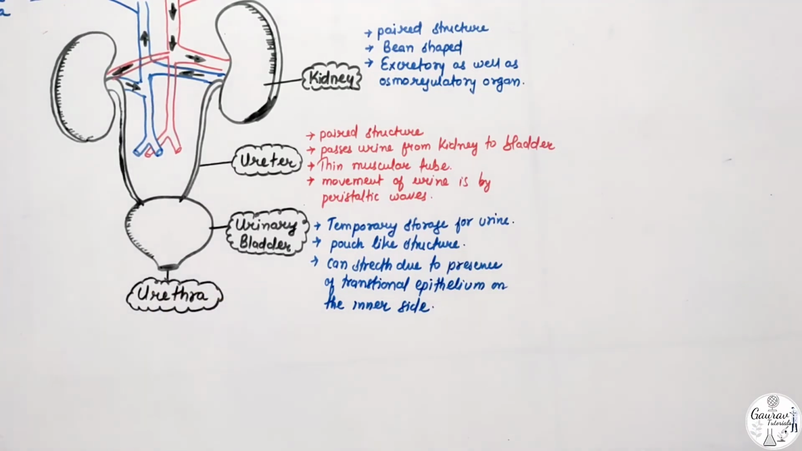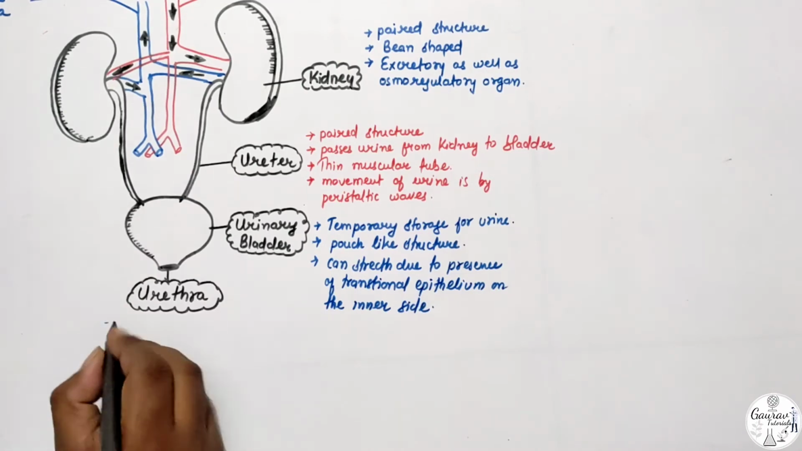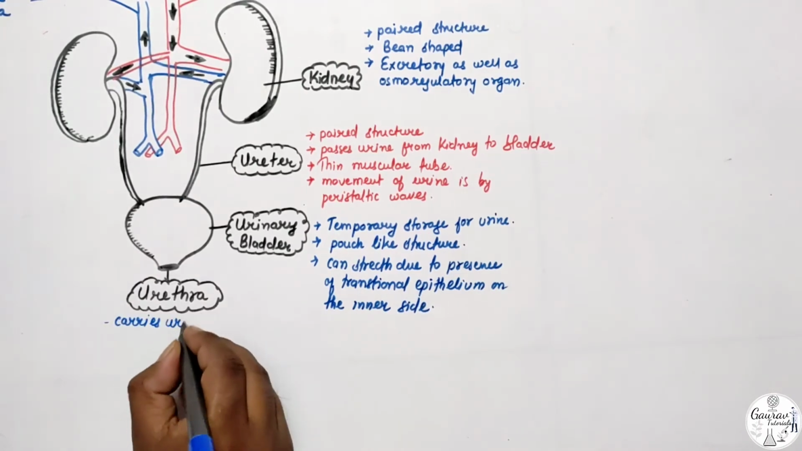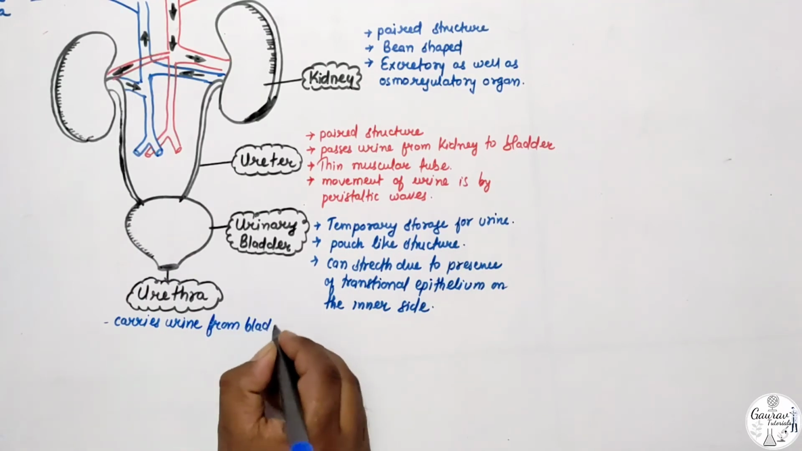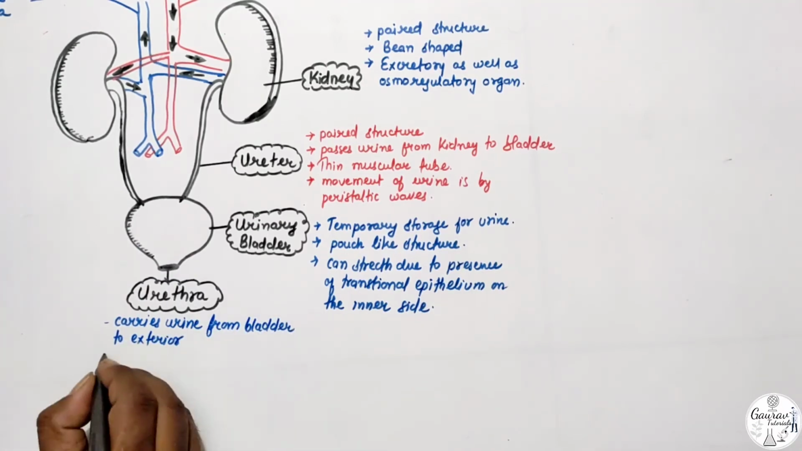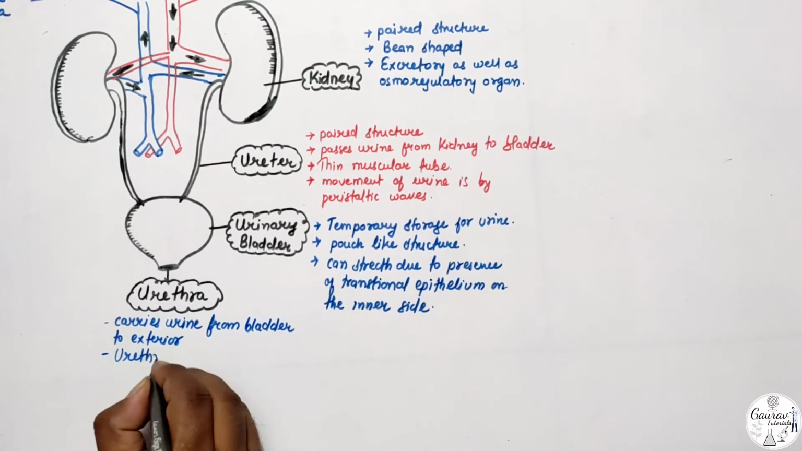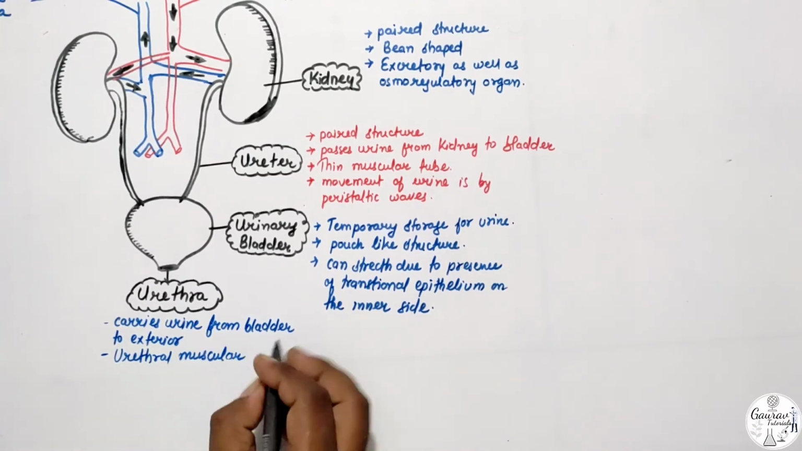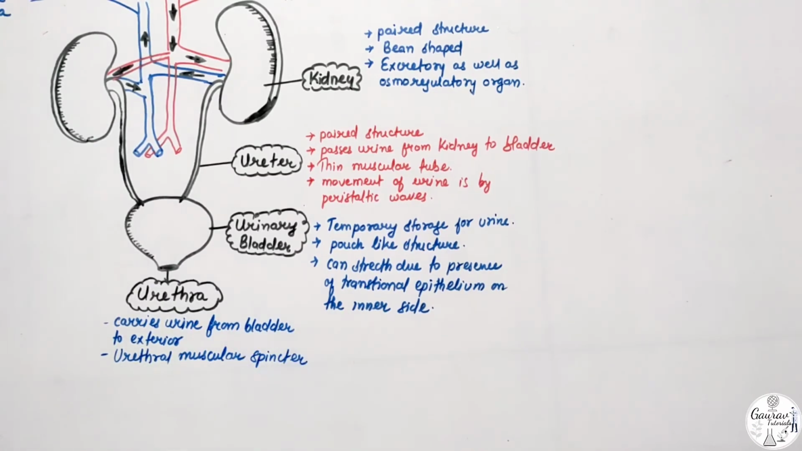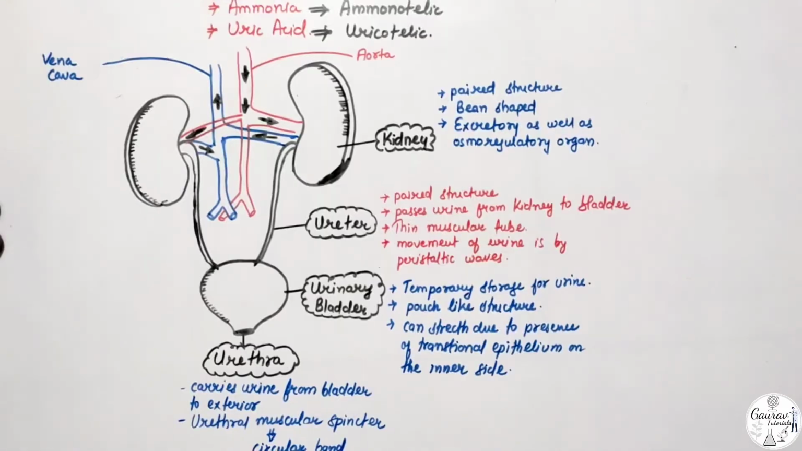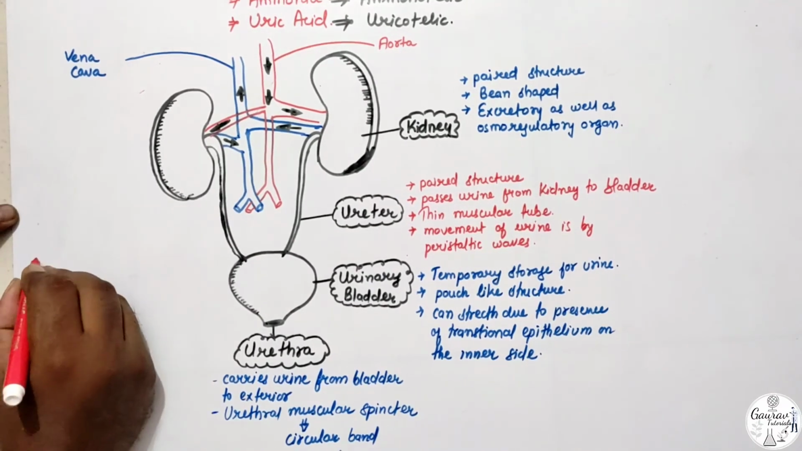Now, the urethra is basically the opening of the urinary bladder. The opening of the urinary bladder is referred to as the urethra. It carries the urine from the bladder to the exterior. There are muscular sphincters around it, which can regulate the opening and the closing of the urethra, allowing the movement of urine out of the body. The sphincter contains a circular band of muscles.